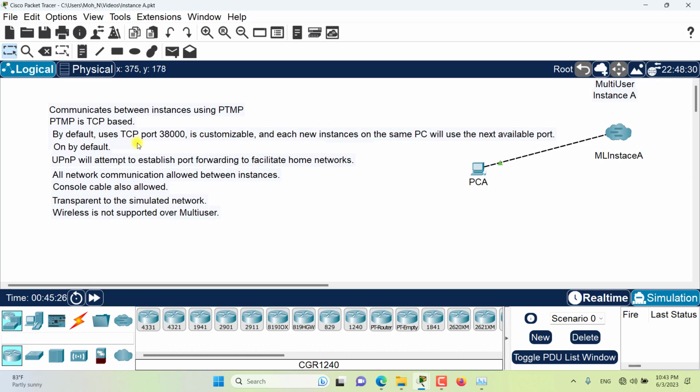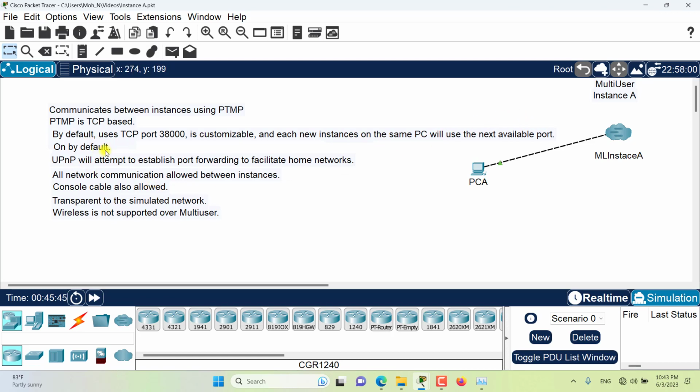By default, PTMP uses the port number 38,000, and this port number is of course customizable here in Packet Tracer, and each new instance on the same PC will use the next available port.